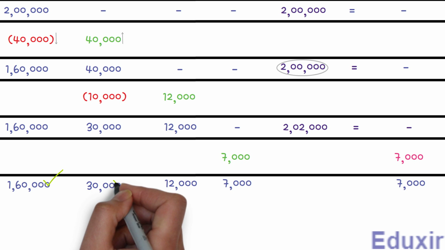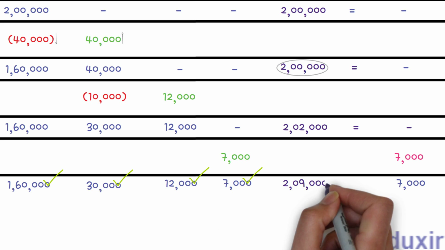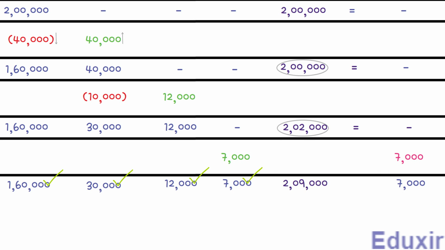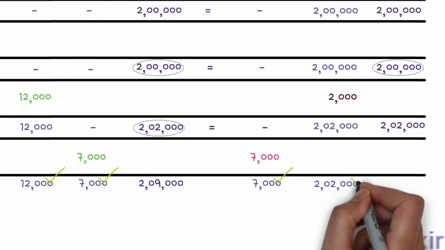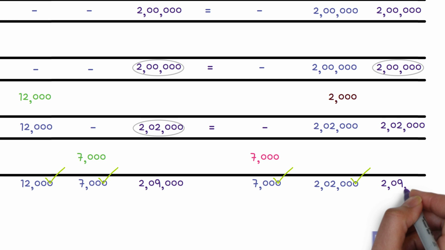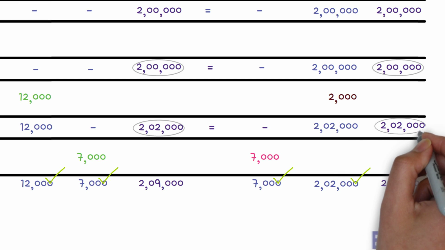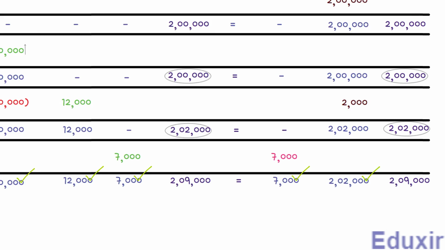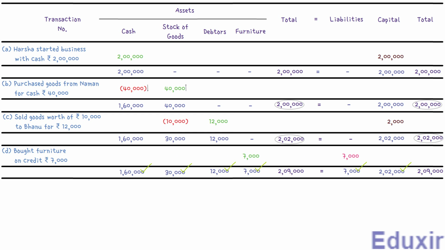Now the total of all the assets available with the business will be 2 lakhs and 9,000 rupees. Note that as compared to the previous total, the total is now increased by 7,000 rupees. Also, the sum of the liabilities and capital will now be 2 lakh 9,000 rupees. Note that as compared to the previous total, the total is also increased by 7,000 rupees. So now the left hand side total is equal to the right hand side total. So with that, we have completed the recording of all the transactions in the accounting equation table.